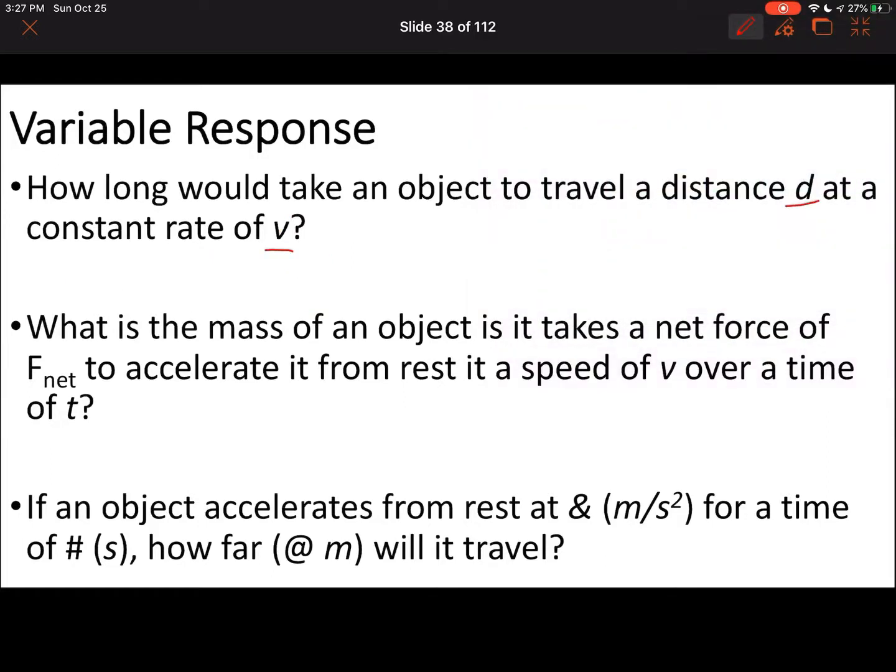But I don't want numbers. I want just variables. I want a distance d at a constant rate of v. All I need to do to solve this problem is understand how d and v are related. How is distance related to velocity? And a constant velocity at that. Well, displacement is just equal to velocity times time if it's a constant velocity. And so rather than a displacement, I'm just going to say d equals v times t.